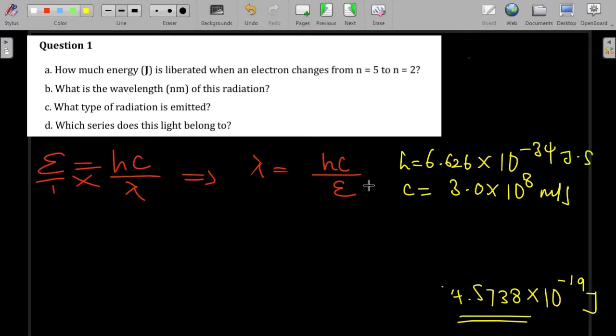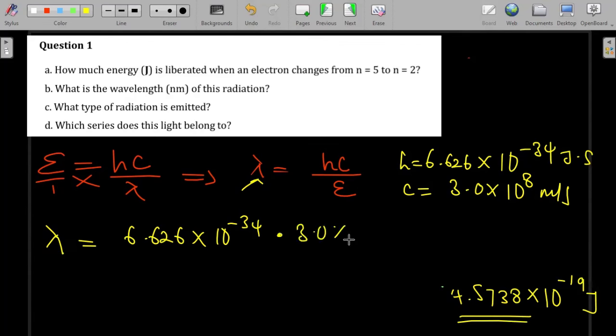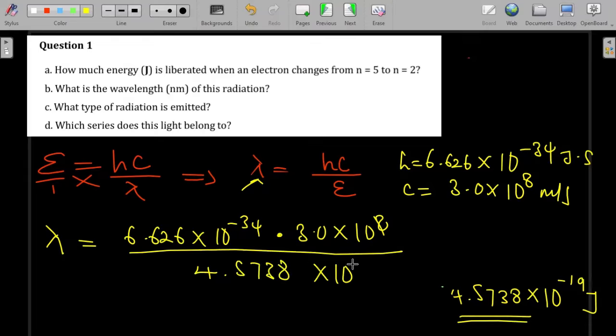Okay, and then from there we can calculate this guy here, the wavelength. So the wavelength will just be equal to h, 6.626 times 10 to the power minus 34, multiplied by the speed of light, 3.0 times 10 to the power 8, divided by the energy which we found, which was 4.5738 times 10 to the power minus 19. Okay, so what is left here is just for you guys to punch this onto the calculator.